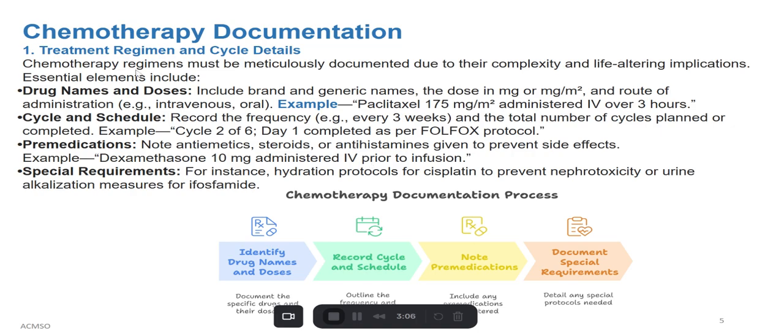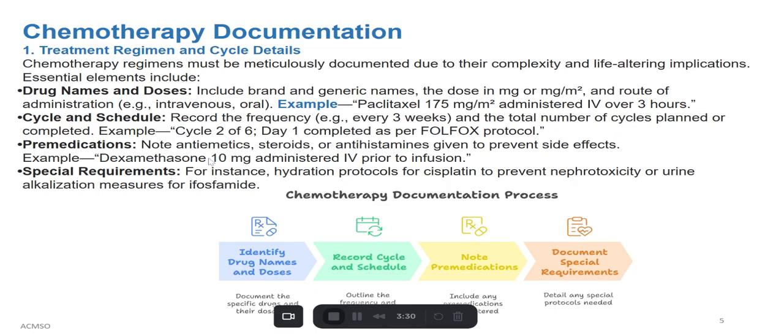Chemotherapy documentation. We'll start with treatment regimen and cycle details. Chemotherapy regimens must be meticulously documented due to their complexity and life-altering implications. Essential elements include drug names and doses, cycle and schedule, and premedications, as in antiemetics, steroids, or antihistamines given to prevent side effects.